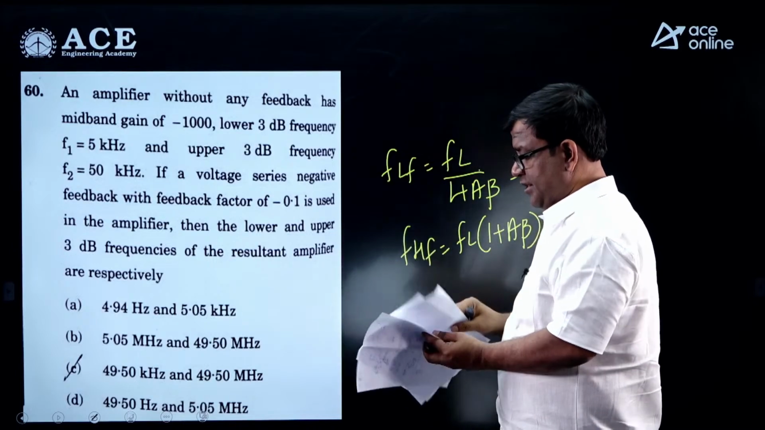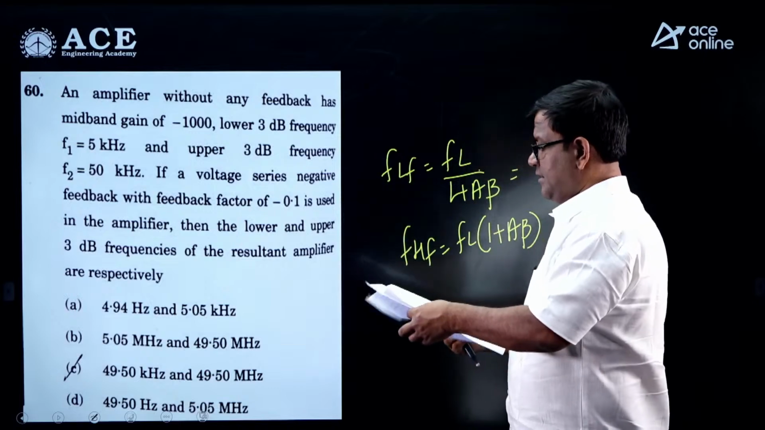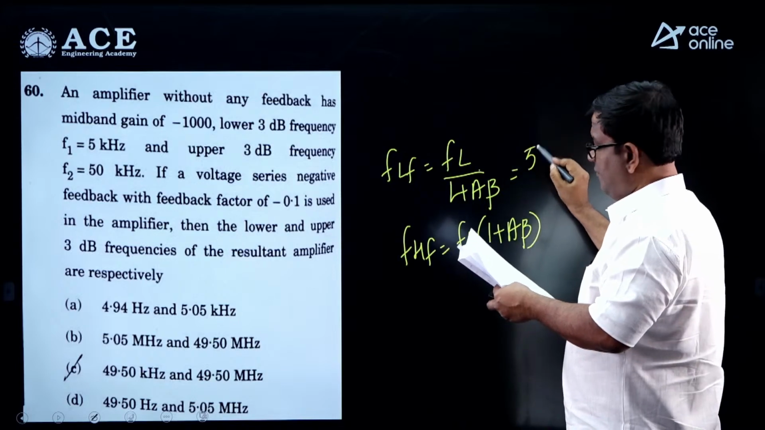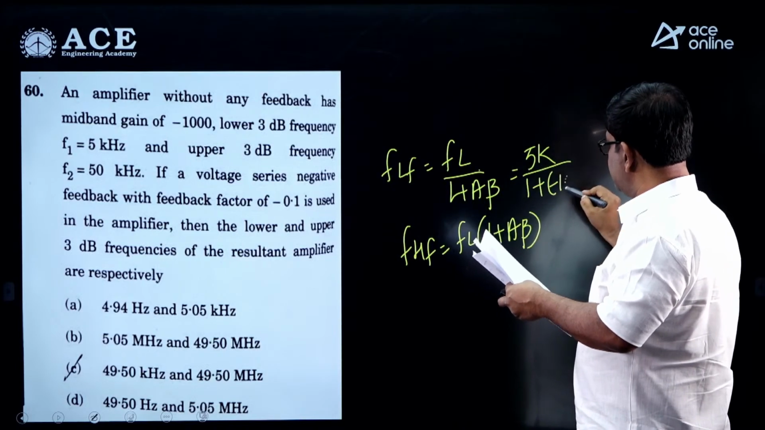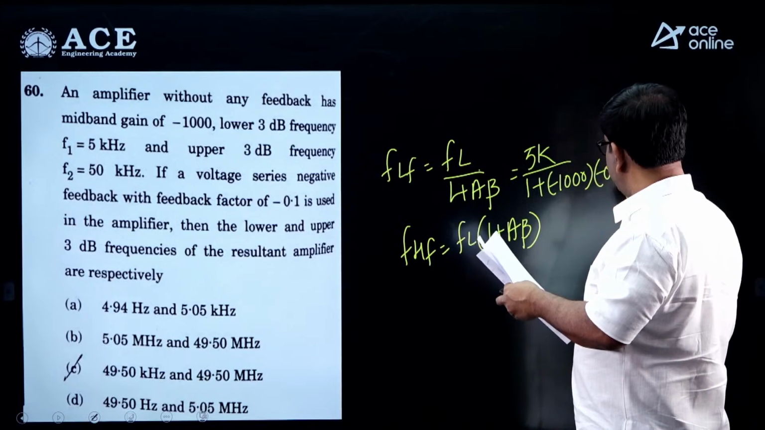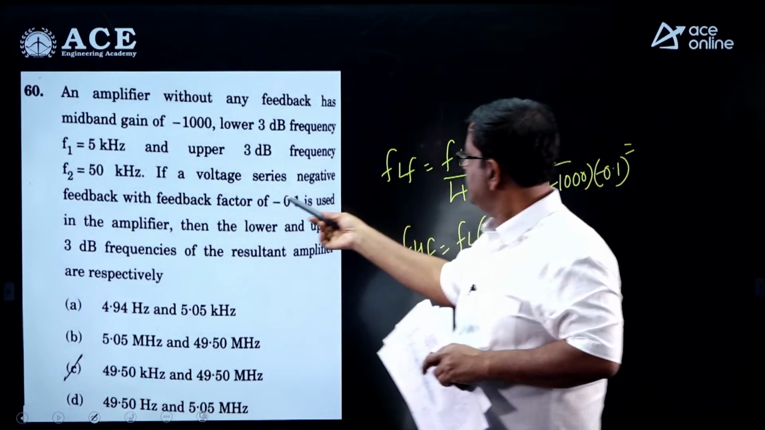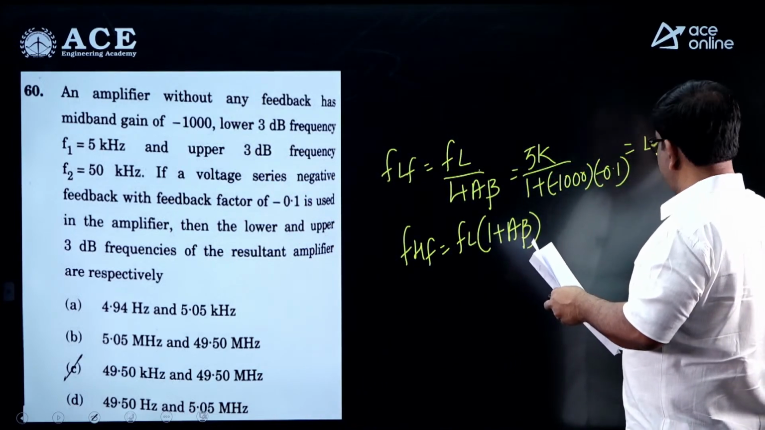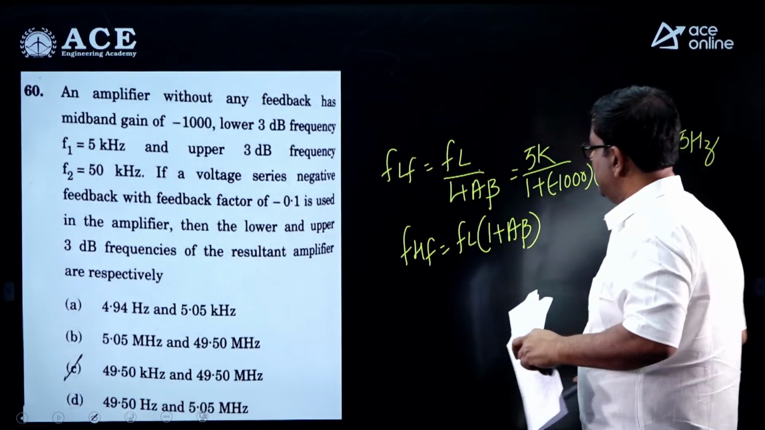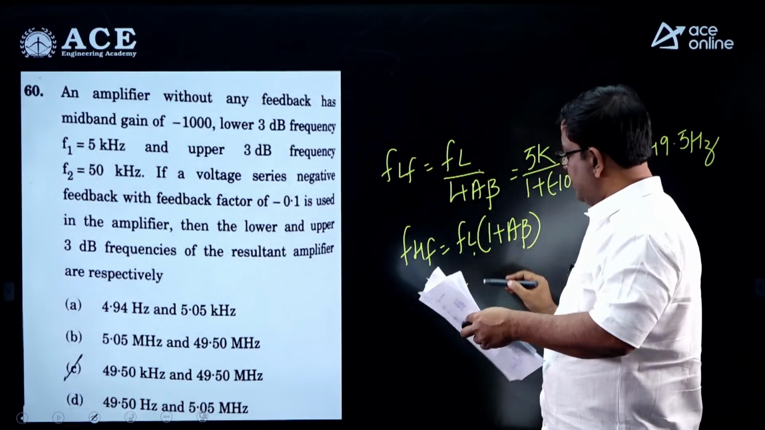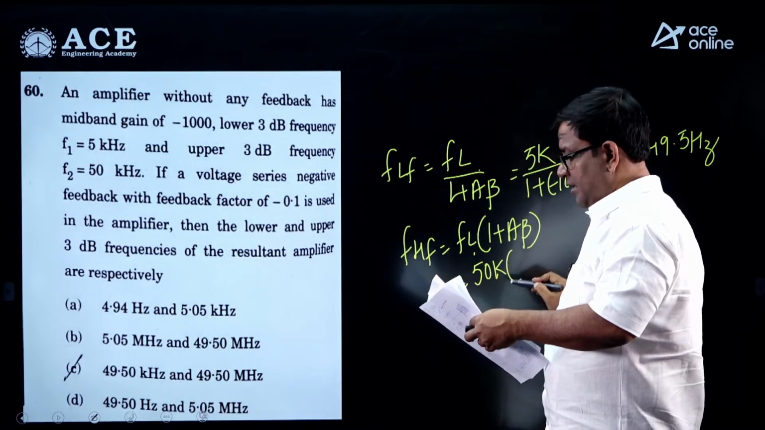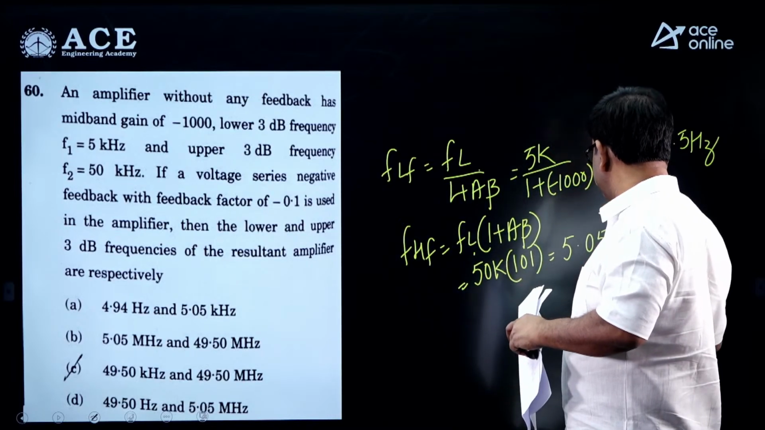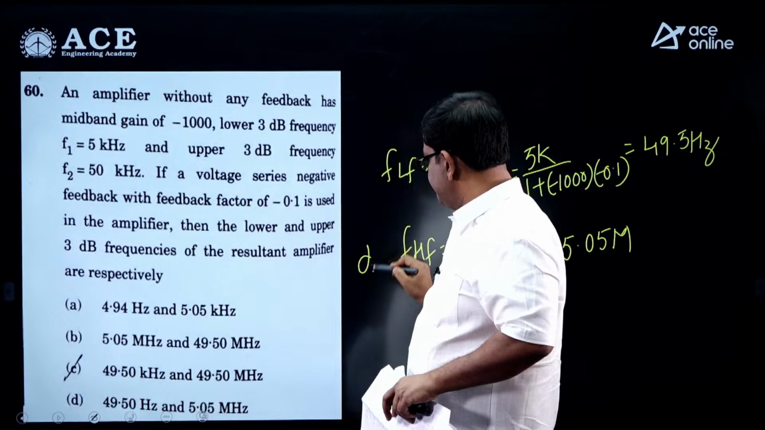So after substitution, let me substitute here. Lower cutoff frequency is given as 5K, 5K by 1 plus minus 1000 into minus 0.1. Minus 1000 is given, and minus 0.1 is given. So it is 49.5 hertz. And the upper cutoff frequency after substitution, into 1 plus A beta, it's around 101, it is 5.05 mega. So option D is the solution.